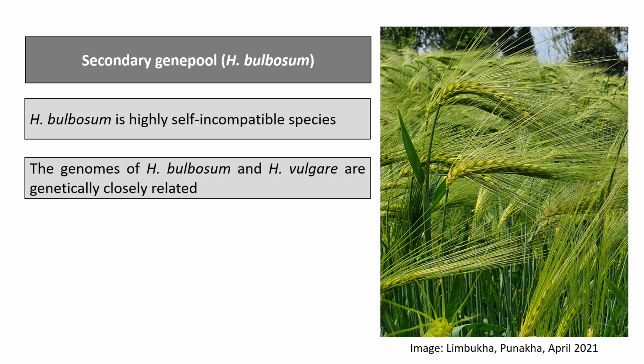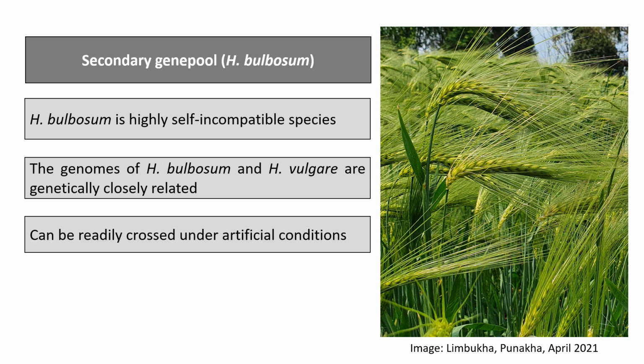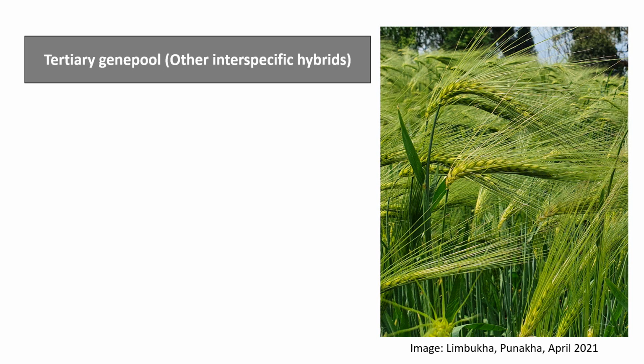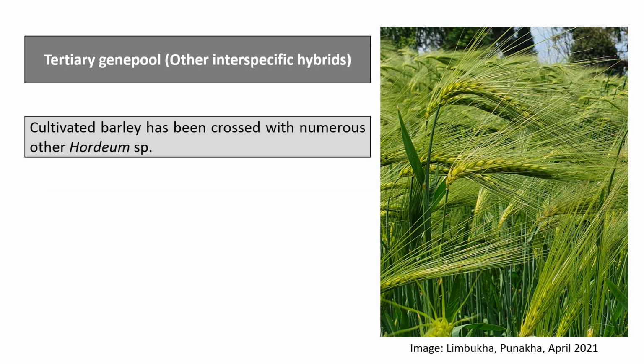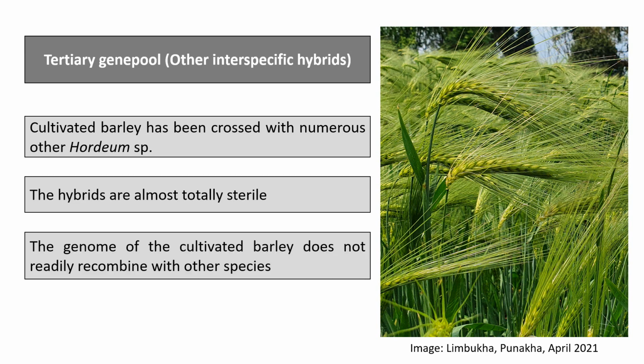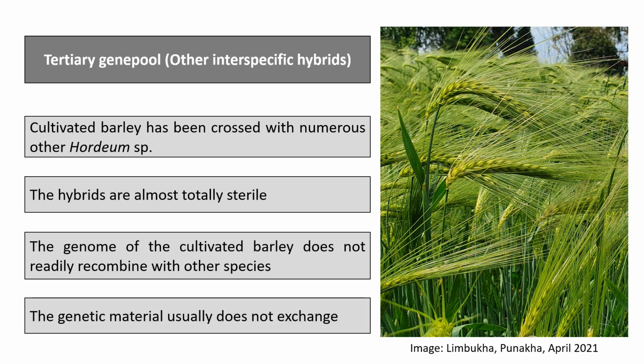Secondary gene pool. Hordeum bulbosum is highly self-incompatible. The genomes of Hordeum bulbosum and Hordeum vulgare are genetically closely related. Thus, they can be readily crossed under artificial or controlled conditions. However, seed setting can be very low and their multiplication is limited. Tertiary gene pool. It has 30 species, making it quite rich in diversity for barley crop improvement. However, they have strong cross-ability barriers, making it difficult to use. For example, the hybrids are almost totally sterile, and the genome of the cultivated barley does not readily recombine with other species, because of which the genetic material usually does not exchange.